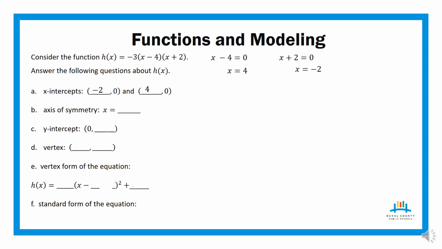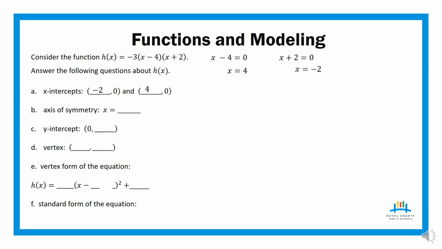For part B, to find the axis of symmetry, you will want to multiply the polynomial -3 times the quantity x minus 4 times the quantity x plus 2 out. By completing the multiplication, we will be able to answer part F and use the quadratic to find the axis of symmetry, the y-intercept, and the vertex. Now you have a choice when you're multiplying this polynomial.